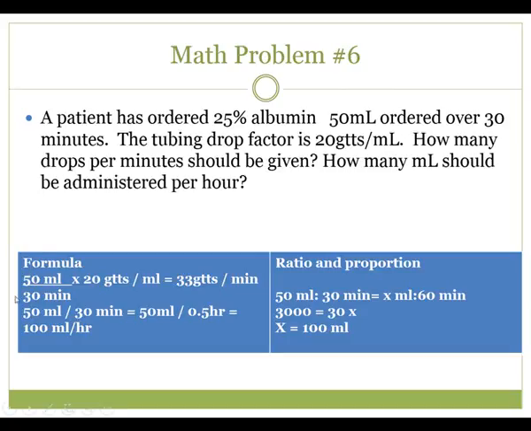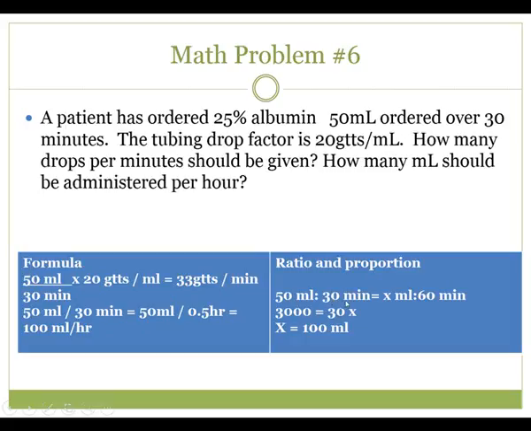50 mils to be infused over 30 minutes. Times your drop factor, which is 20, gives you 33 drops a minute when you do the math. 50 mils over 30 minutes, which is the same thing as 50 mils over half an hour, gives you 100 mils an hour. Those are your formulas.